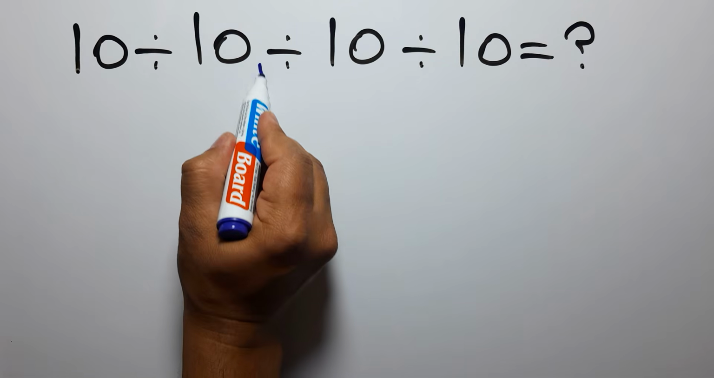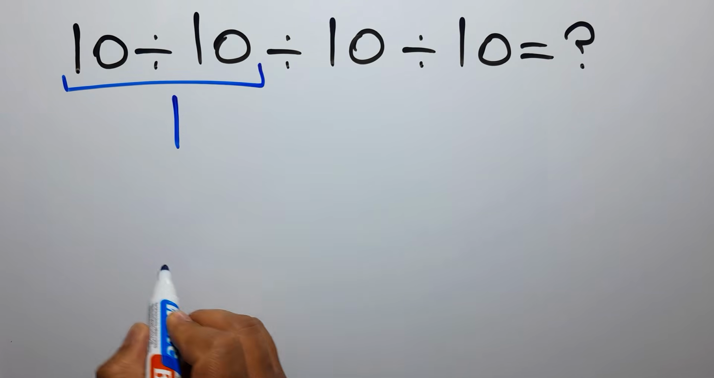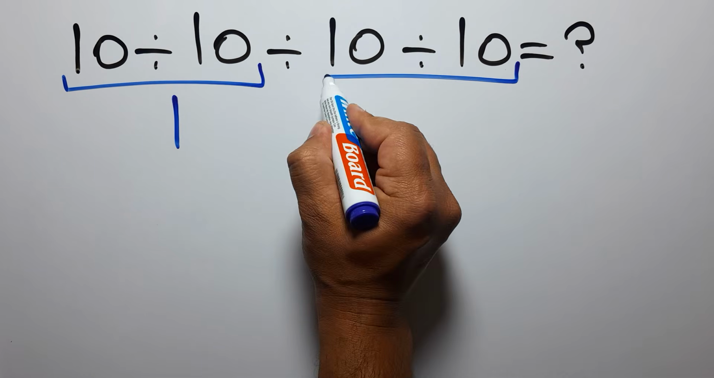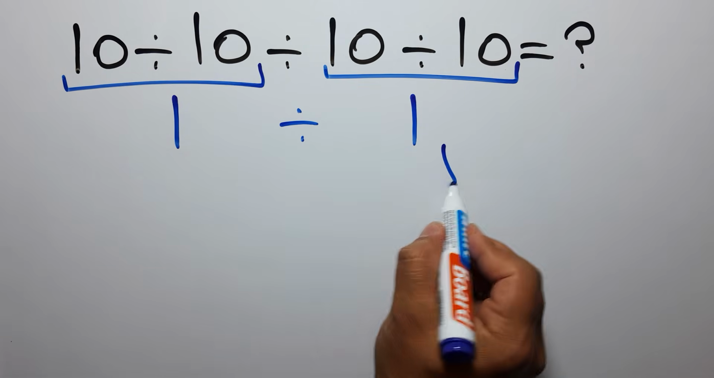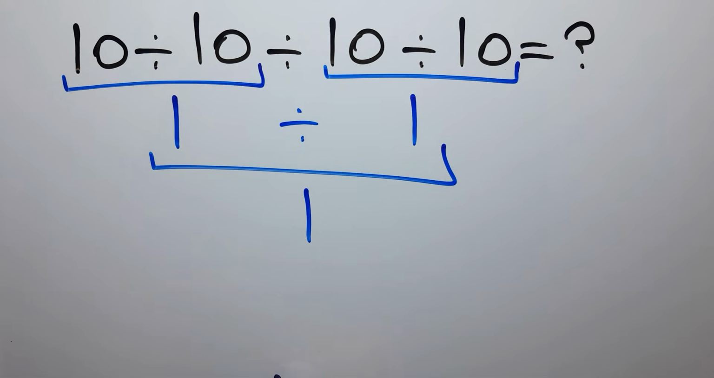10 divided by 10 gives us 1. And again here we have 10 divided by 10. So 1 divided by 1 is just 1. But this answer is not correct.